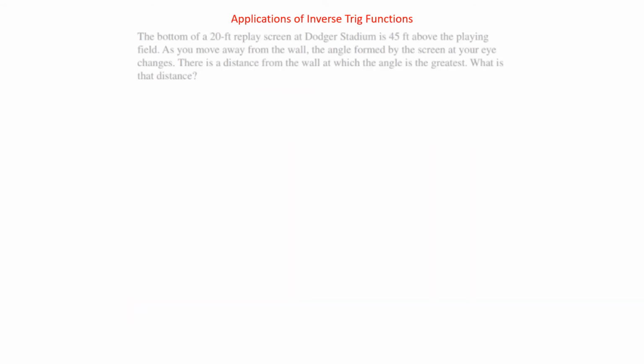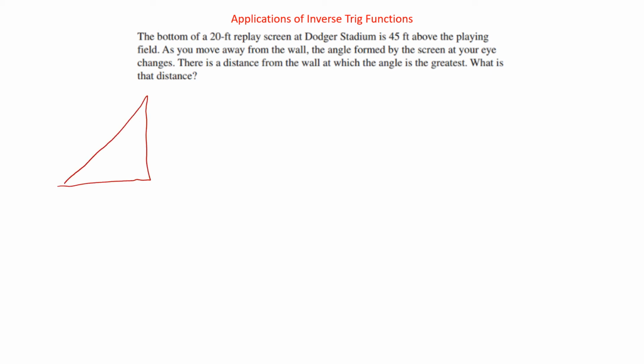And then finally, an application here. The bottom of a 20-foot replay screen at Dodger Stadium is 45 feet above the playing field. As you move away from the wall, the angle formed by the screen at your eye changes. There's a distance from the wall at which the angle is greatest. What is this distance? So, again, draw a picture. We have a triangle, and in that triangle we have this 20-foot display. So that's 20, and it's 45 feet above the playing field, so 45.